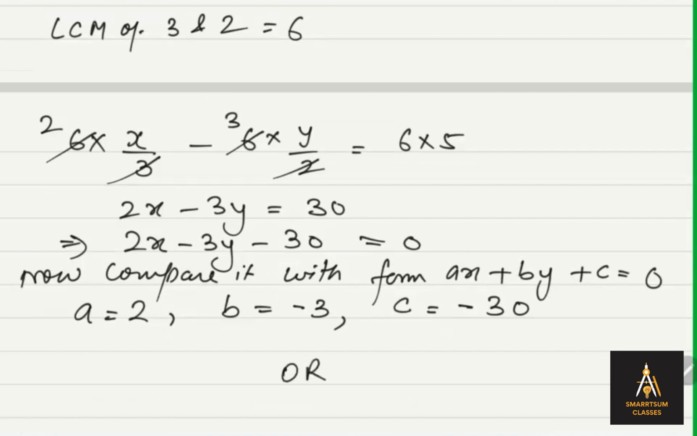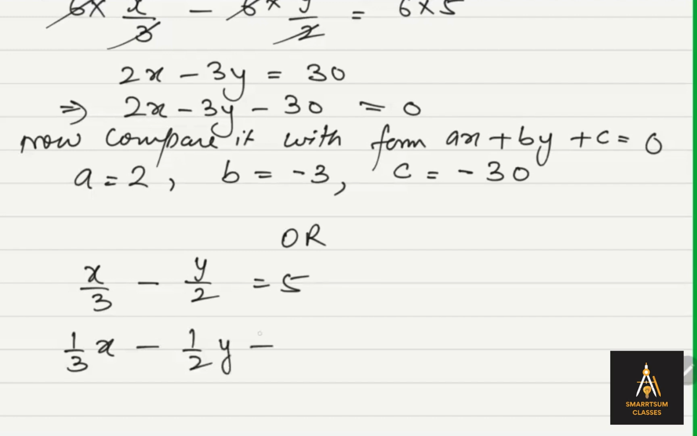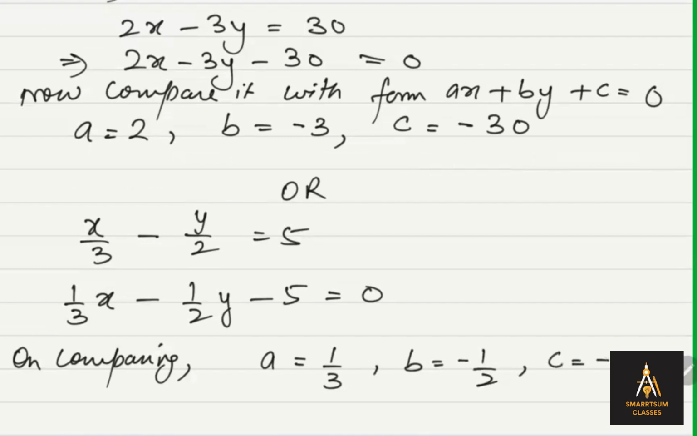So you can also do this in the way like you're having x upon 3 minus y upon 2 is equal to 5. So what you can do, you can write it as 1 by 3x minus 1 by 2y minus, now you can transpose 5 to this side, minus 5 is equal to 0. Now comparing, you can easily find that a is equal to 1 by 3, b is equal to minus 1 by 2, and c is equal to minus 5.